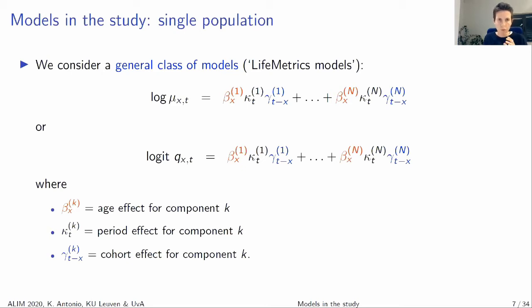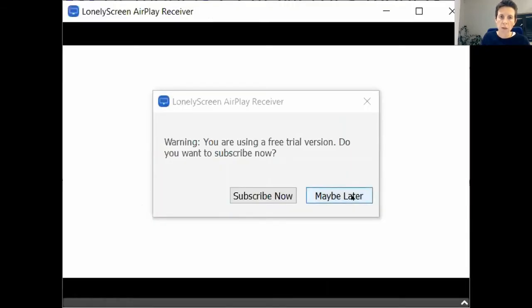Right. Now you may wonder, why do we have these two possible specifications, with either the logarithm of the mu or with the logit of qxt? So let's motivate that using my iPad screen. So here we are. Remember that in the previous lecture, we derived the so-called survival likelihood. And we showed that this survival likelihood that we put together is proportional to a Poisson likelihood, right?